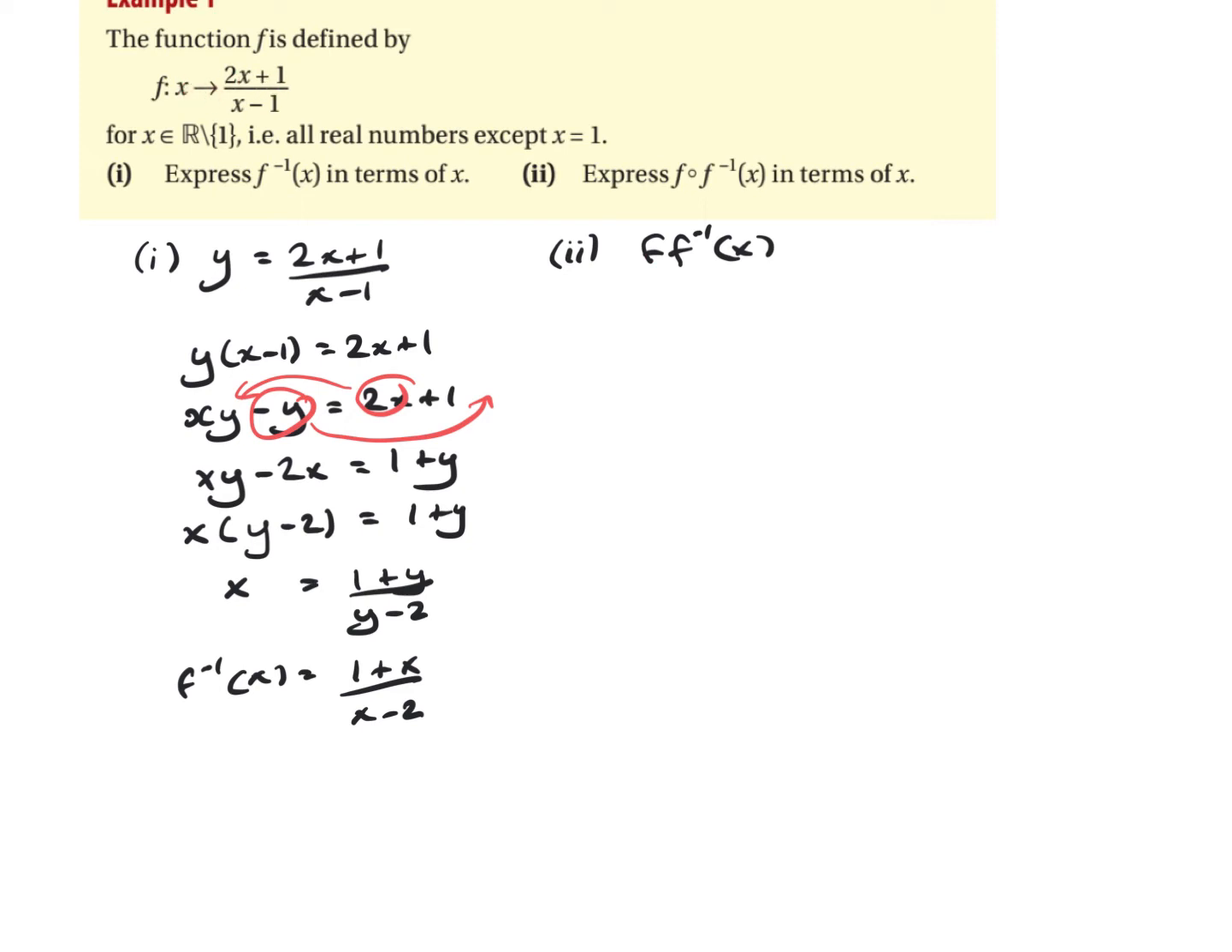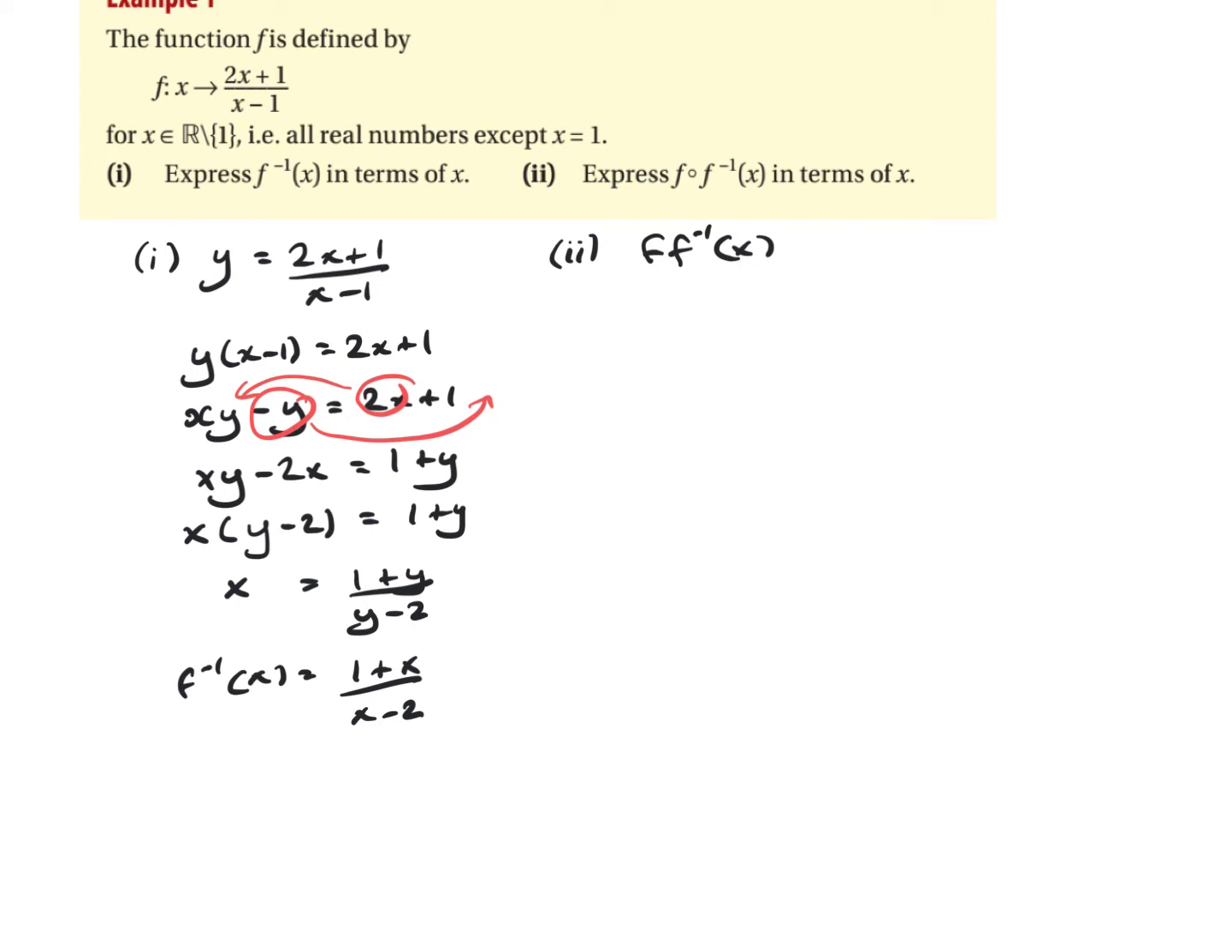Now, I want you to think what's going to happen here, because if we put an inverse function next to the original function, because this is an inverse with the function, this should all disappear, and when we put it all through, we should be left with x. So let's see if that happens.